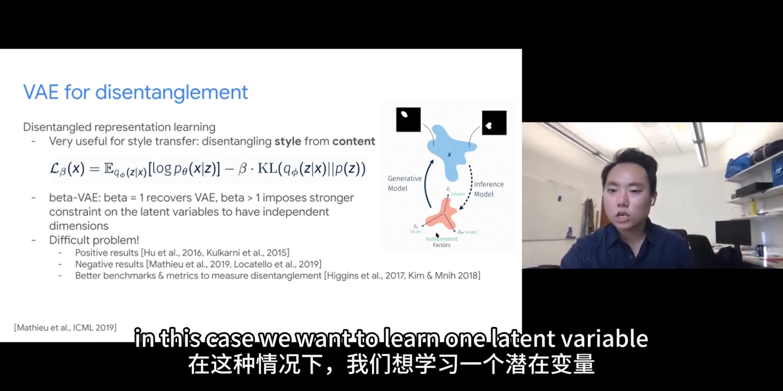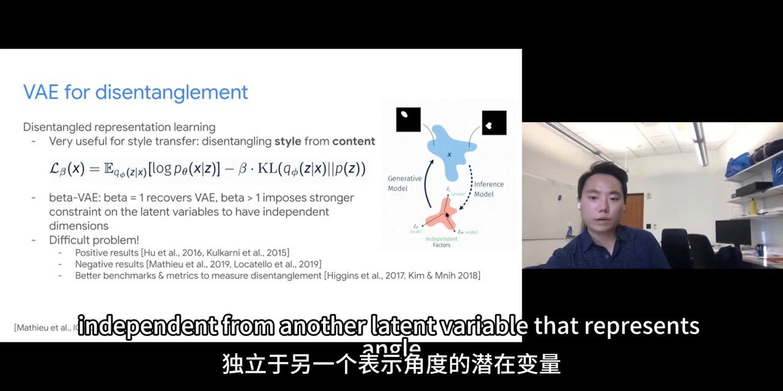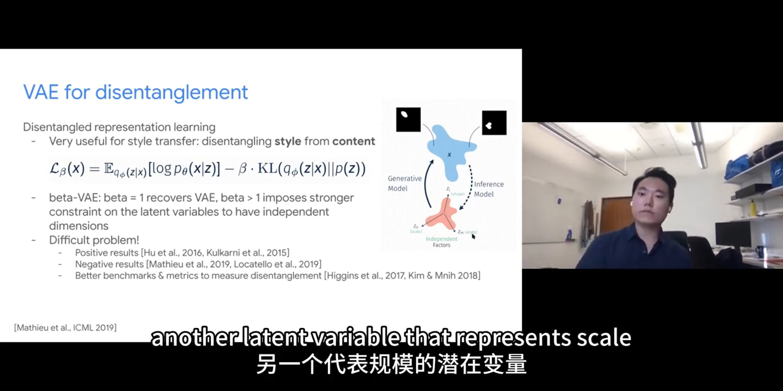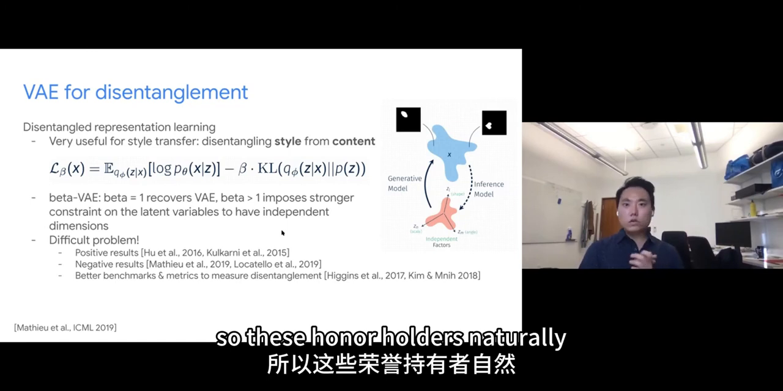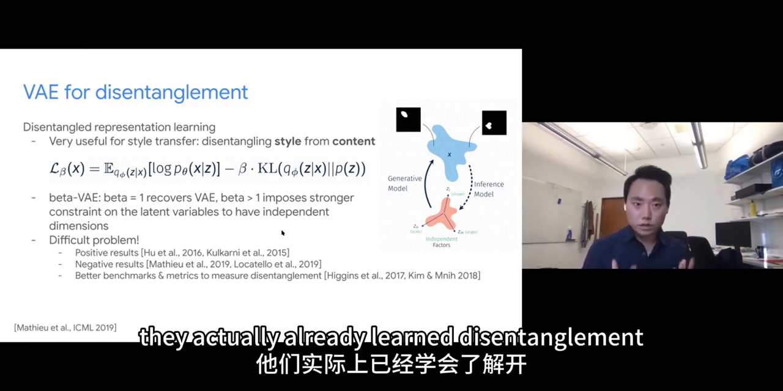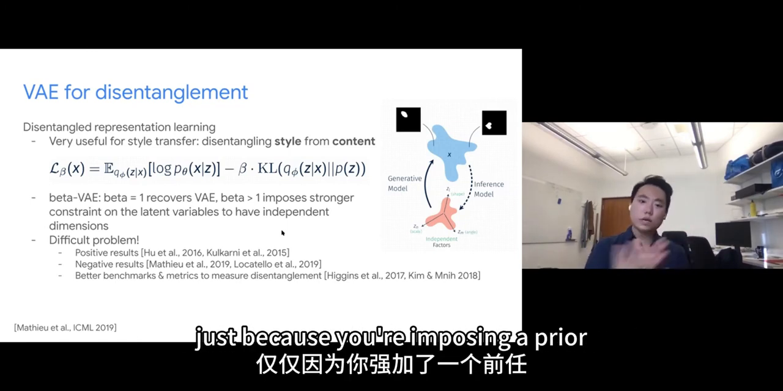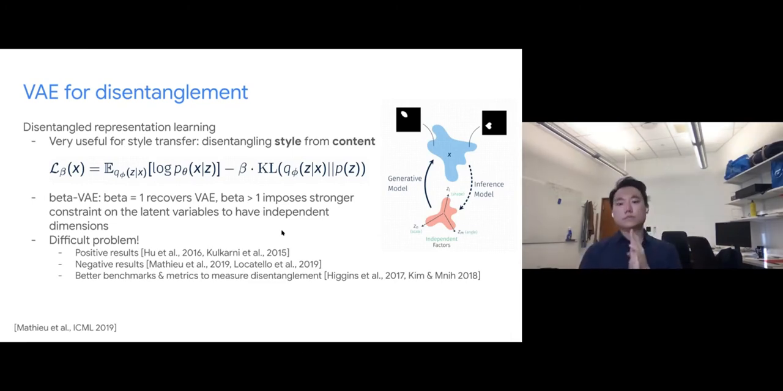So in this case, you want to learn one latent variable that's representing shape, independent from another latent variable that represents angle, which is independent from another latent variable that represents scale. So these autoencoders naturally already learn disentanglement just because you're imposing a prior which is disentangled.